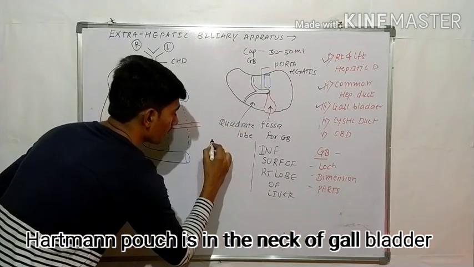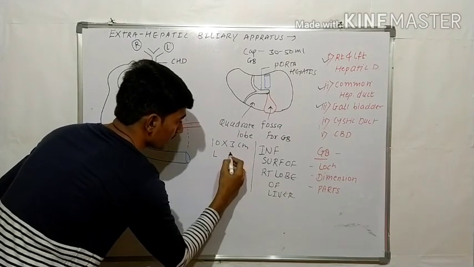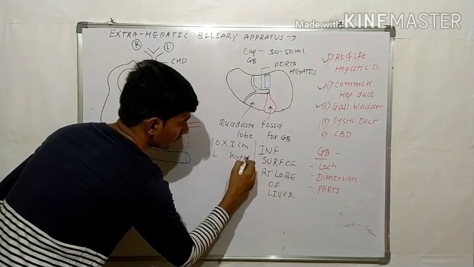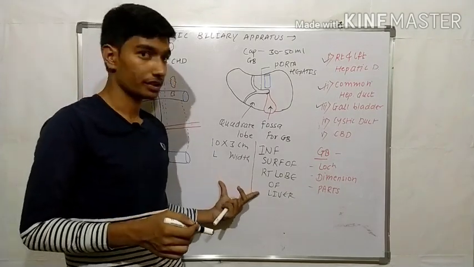Now, what are the dimensions of gallbladder? Dimensions of gallbladder are 10 by 3 centimeter. 10 is length and 3 centimeter is width.